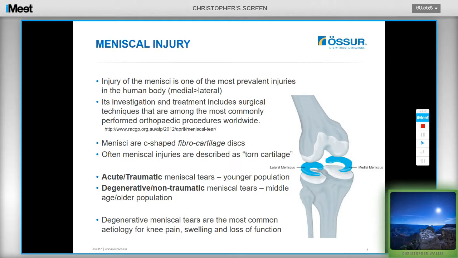So when you think about patients presenting to you that are in that middle-aged to older population, they have not had a diagnosis and they just turn up with knee pain, swelling and loss of function, I guess it's worth establishing exactly what the diagnosis is, and chances are there's going to be a fair percentage of those that are going to have a degenerative meniscal tear that may be causing these symptoms to surface.